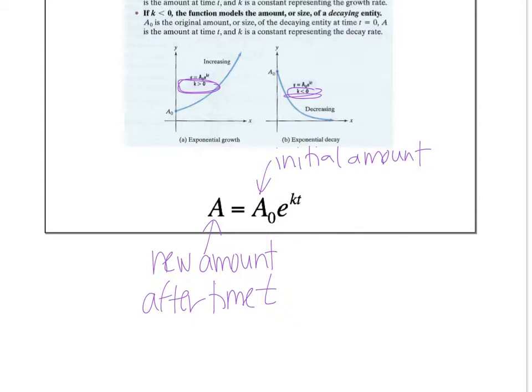K is your constant of growth. And T is time. Time today could be measured in seconds, it could be measured in minutes, hours, days, months, years, so you have to pay attention to the problem.